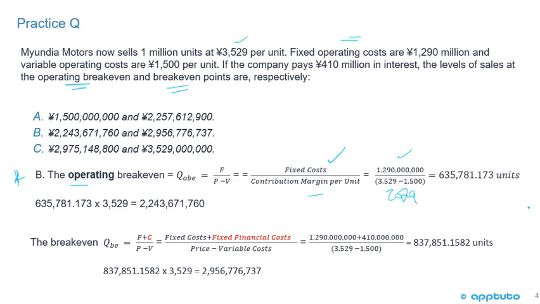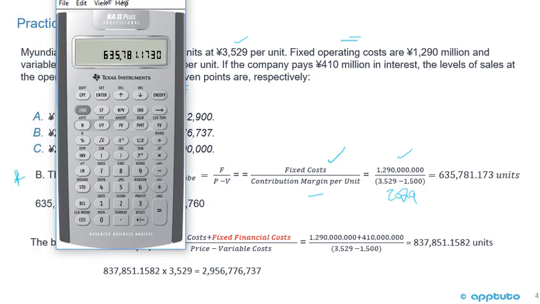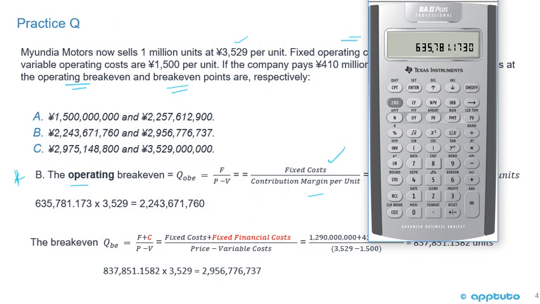Okay, so again, if I bring up the calculator, we can run this calculation fairly quickly because they're giving us the fixed operating costs. You just have to be careful with the zeros. 1290, and that's in millions, so I have to count 6 zeros: 1, 2, 3, 4, 5, 6. Then we're going to divide by our 2029, and remember this is always in units. It's 635,781.173 units.